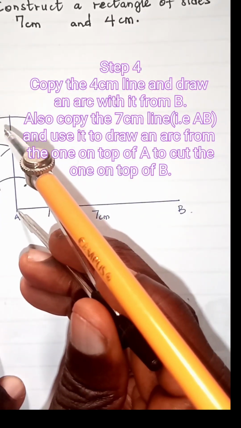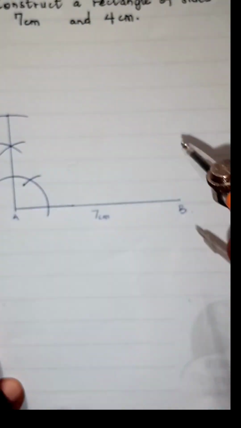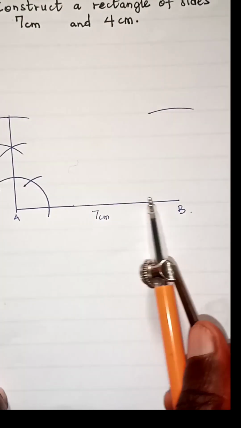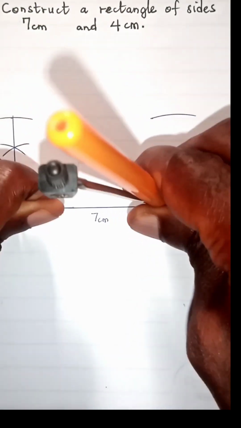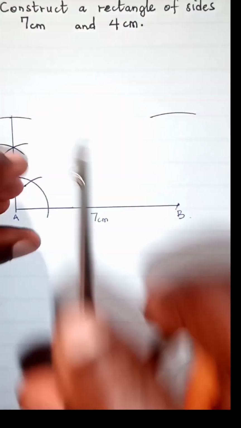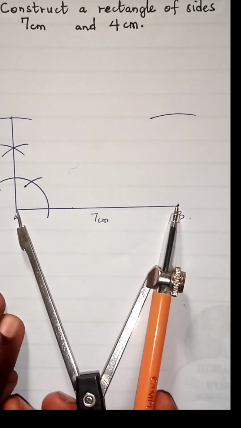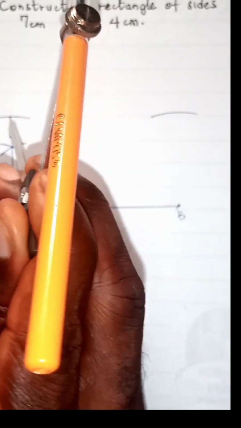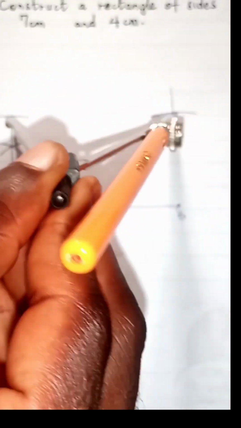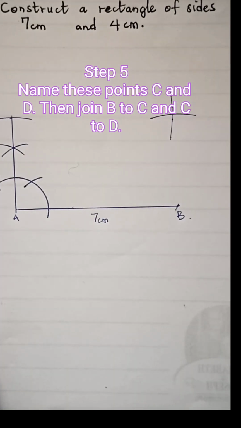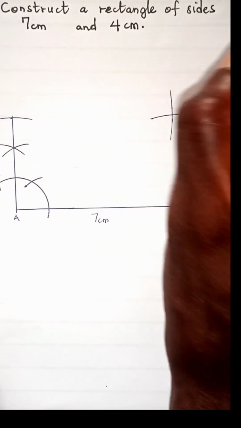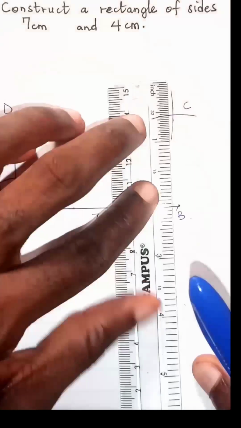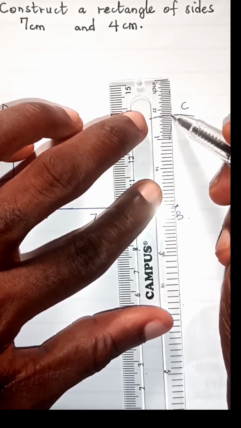Then measure up the 4 centimeters again from A to the line just drawn and use it to draw an arc on top of B from B. Then measure off the line AB, 7 centimeters. That's going to form the opposite side of the rectangle. Use it to join the two arcs together, that is the arc on top of A, the 4 centimeters, to the one on top of B. Let them meet at the point C, while the other one is D. Then join B to C and C to D for the other sides of the rectangle.